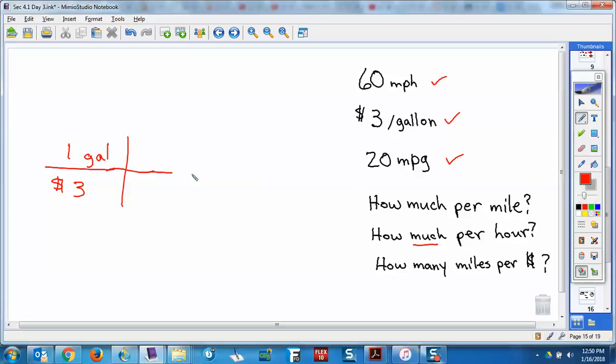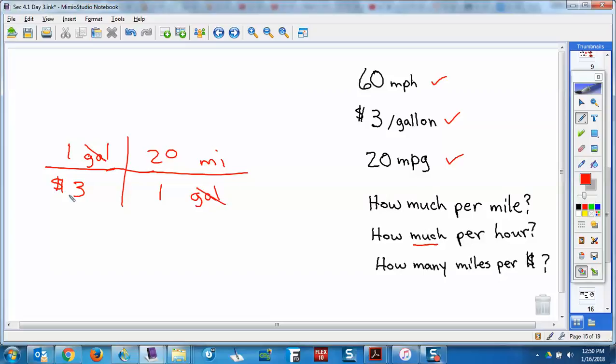Now what? I need gallons to cancel again, so now I need gallons down here. Now what do I got that's got gallons? I got this, right? So I need miles, so I need 20 miles, 1 gallon. 20 miles to the gallon. Is that going to do it? That's going to do it, isn't it? Because look what I got now.